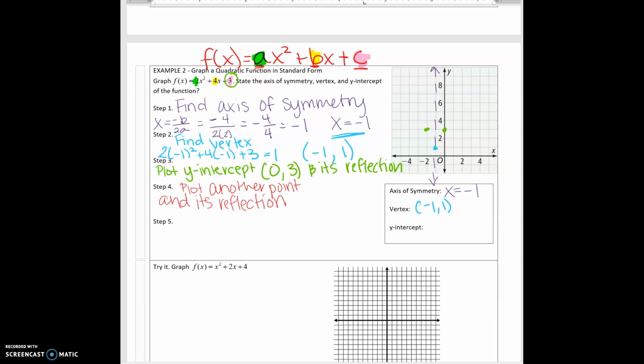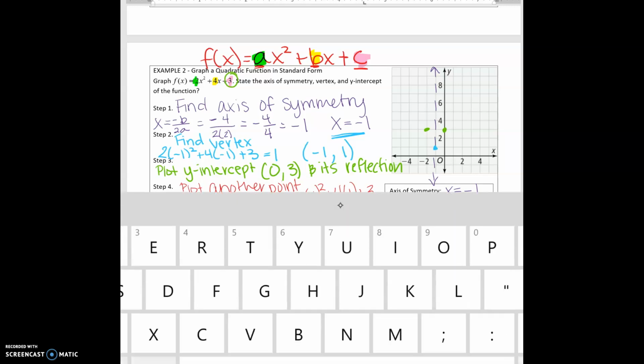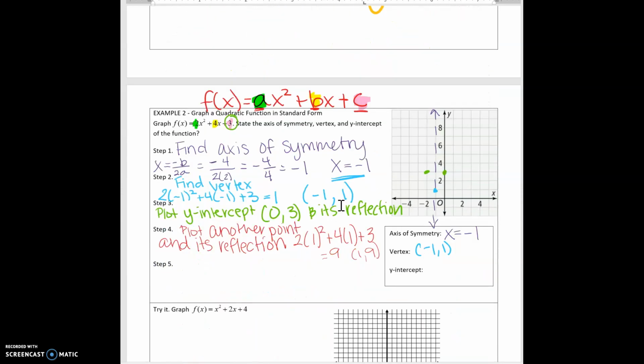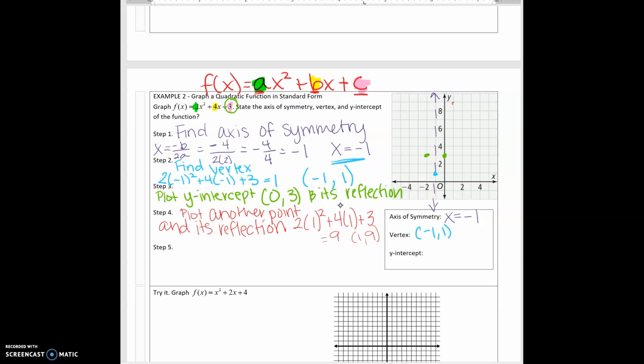So now let's go ahead and find one more point. Let's plug in 1 to get where this one would be. Plugging in 1, we would do 2 times 1 squared plus 4 times 1 plus 3, and then find that answer. So you would get 9. This point would be 1, 9. Plot that one, 1, 9. And then the same thing over here, 2 away, so 1, 2 over here.